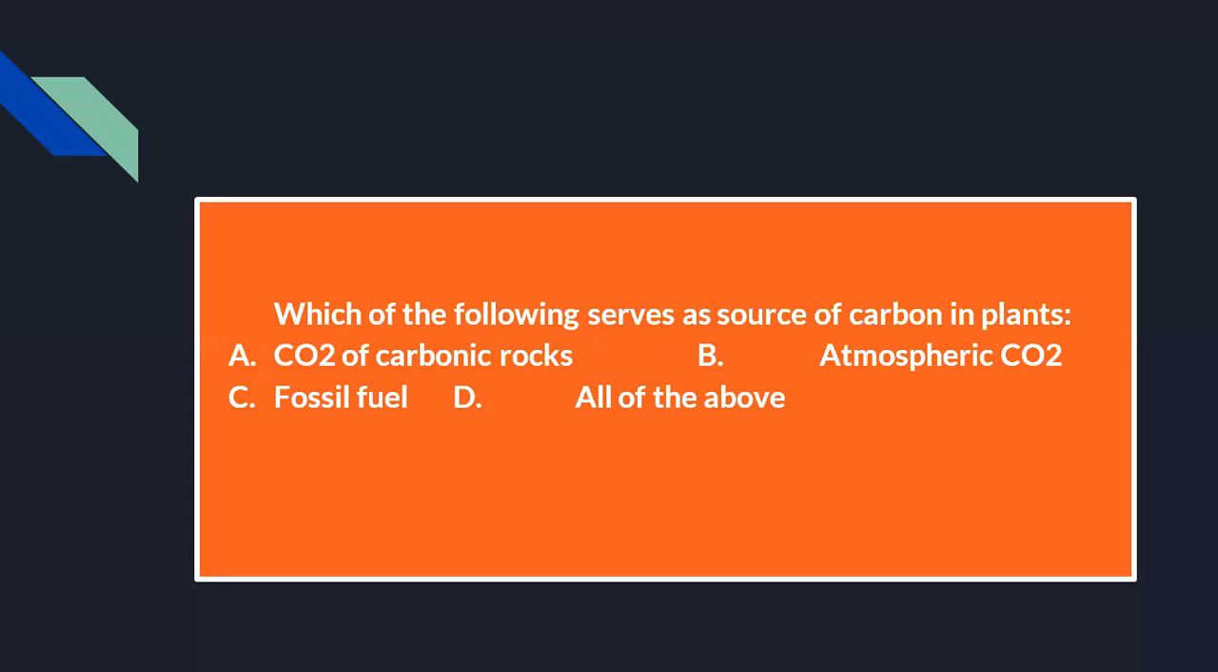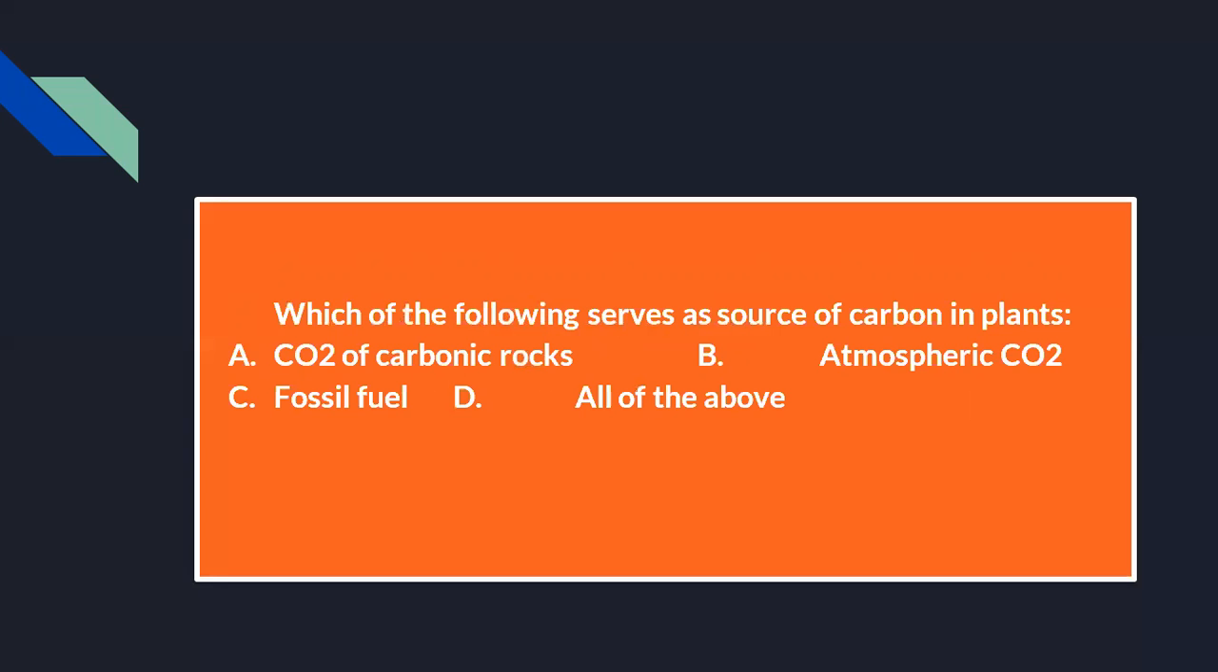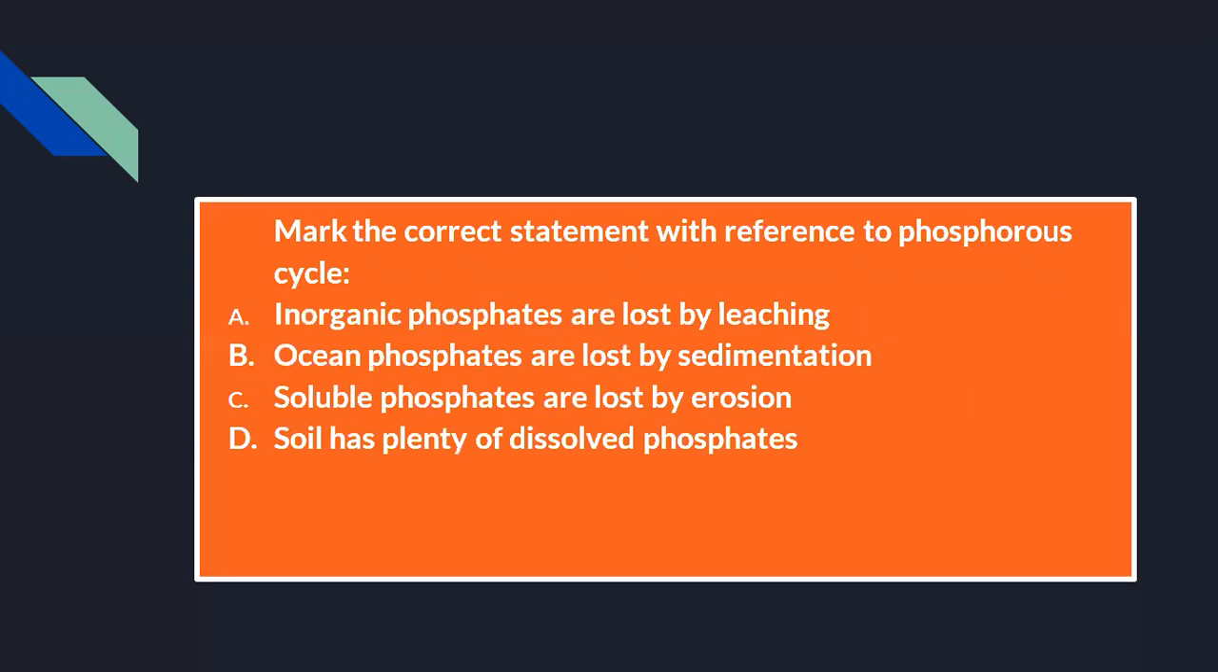Obviously atmospheric carbon dioxide. So answer option B will be the correct answer. Atmospheric carbon dioxide serves as the source of carbon in plants. Then, mark the correct statement with reference to the phosphorus cycle.